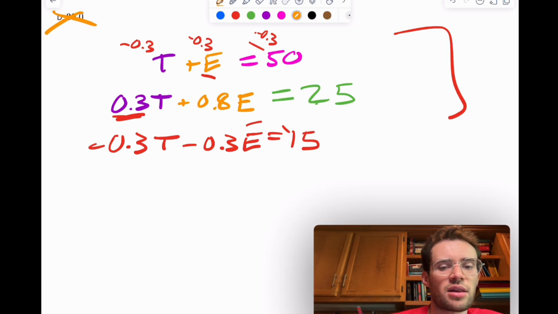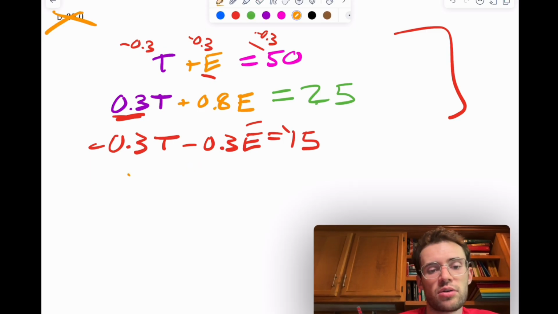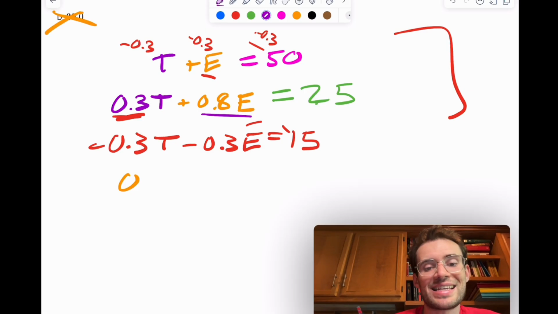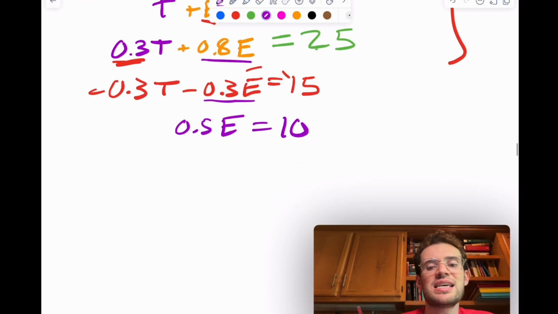So now I just combine the left side and the left side, combine the right side and the right side, and we get 0.3t plus negative 0.3t is 0. Those cancel out. That's the whole point of this. And then we have 0.8e plus negative 0.3e, think of it as 0.8e minus 0.3e, that gives us 0.5e, and then 25 plus negative 15 is 10. So we get 0.5 times e equals 10.